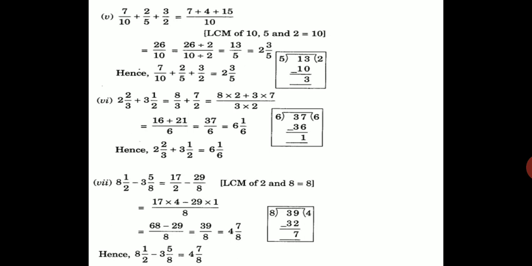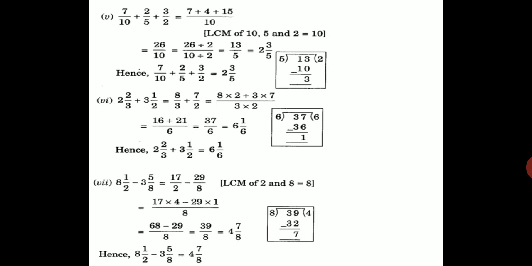So what is the answer? 2 into 3, 7 into 3. So 3 sevens are 21. 16 plus 21, 37 by 6. So 6, 1 by 6 is the answer. Hence the answer is 6, 1 by 6. Now 37 by 6, how did we convert it into a mixed fraction? You can see on the box here. So 37 divided by 6, 6 sixes are 36, remainder is 1. So you can see here 6, 1 by 6 is the answer.